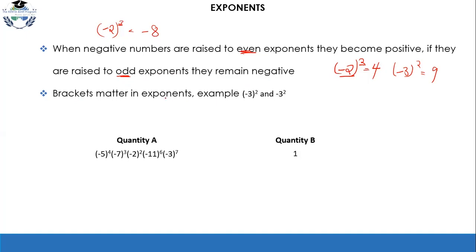Brackets matter in exponents. Where are the brackets placed? For example, (-3) squared and -3 squared are two different things. This is not the same thing in the GRE. If you are told (-3) in brackets squared, the answer is 9. And for -3 squared, the answer is -9. You see, because the negative has not been enclosed in any bracket. For the GRE, this is very important. They use this to trick you. So brackets matter when it comes to exponents.